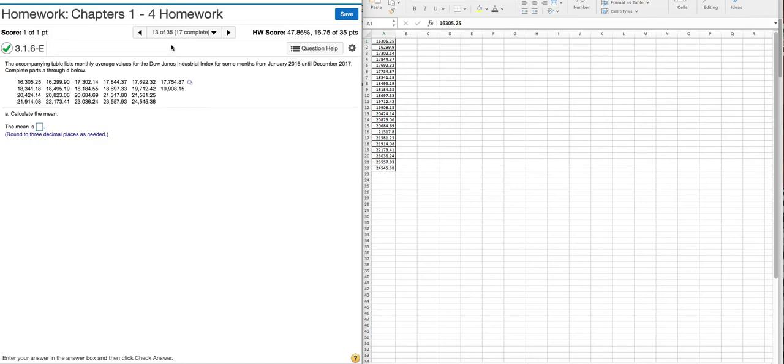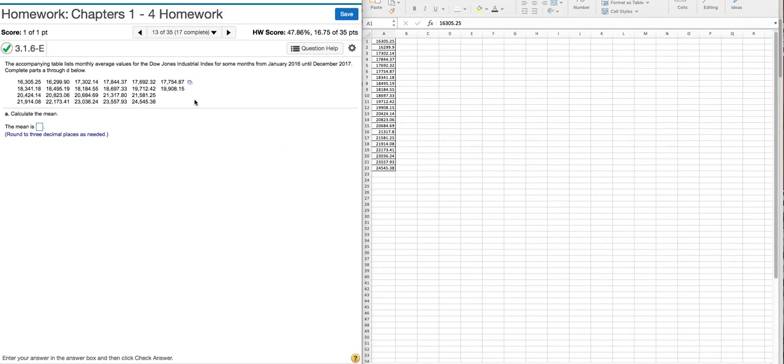This is number 13 of the homework assignment, and it's problem 3.1.6, and it is also asking us to calculate mean, median, and mode for this data set. Data set includes the Dow index for certain months from January of 2016 to December of 2017.